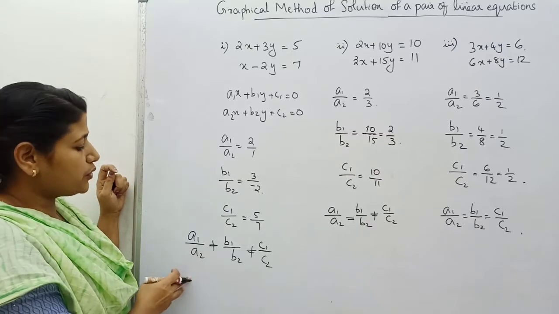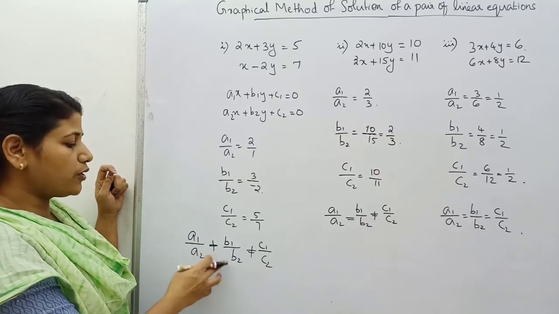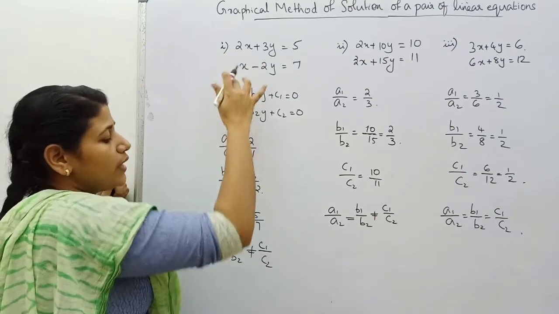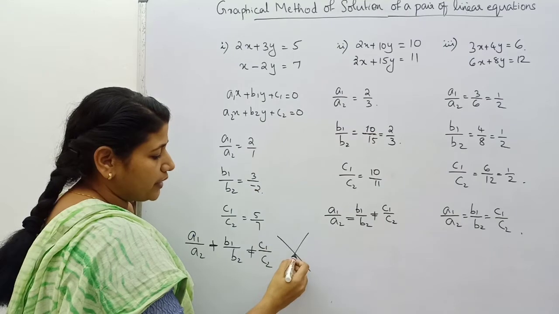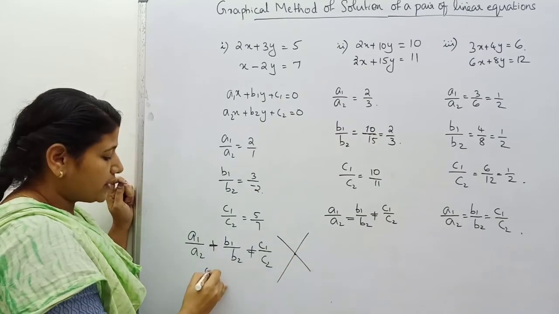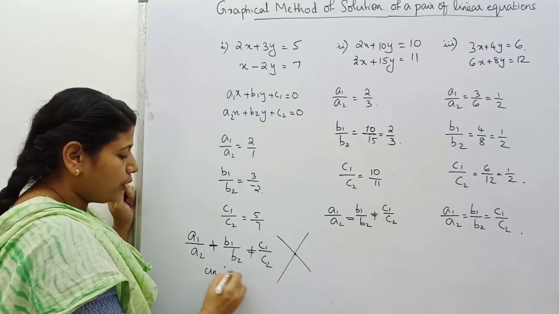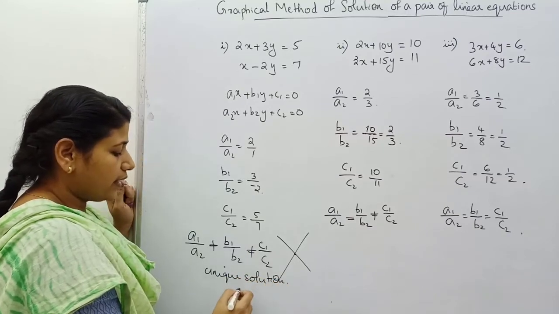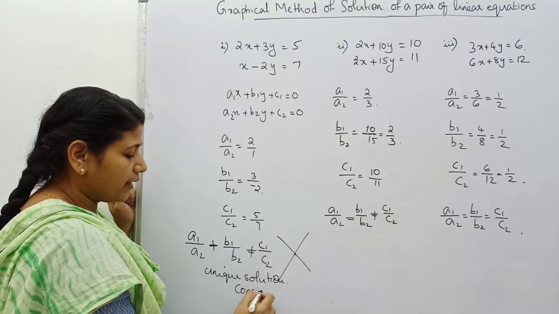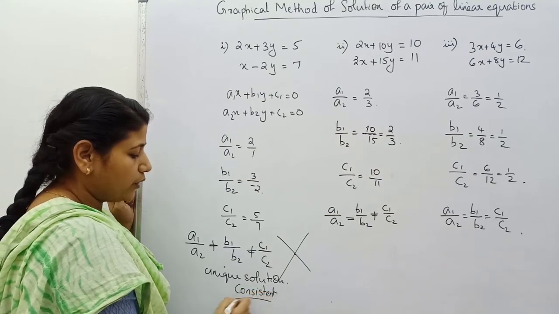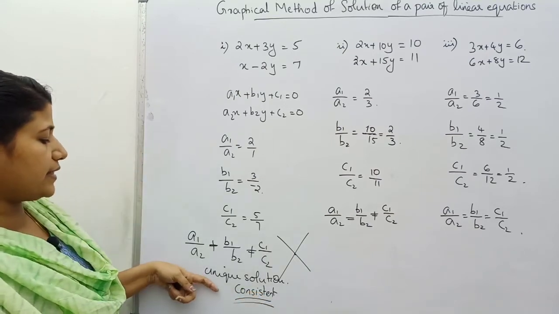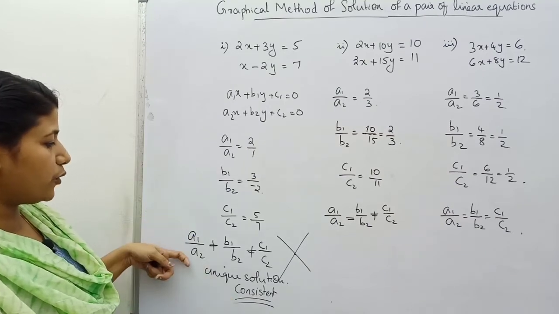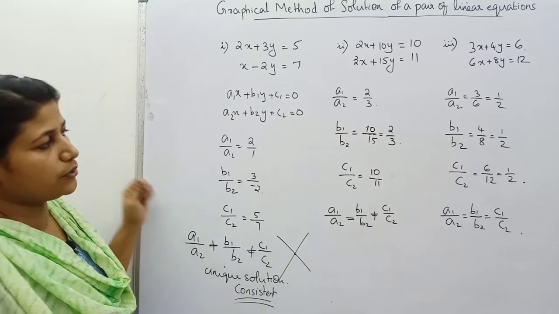If you have a1 by a2 not equal to b1 by b2, surely these two lines will intersect at a single point and it has a unique solution. What does it mean? It has a unique solution. So these equations are consistent. A unique solution you will get, and these are consistent lines.